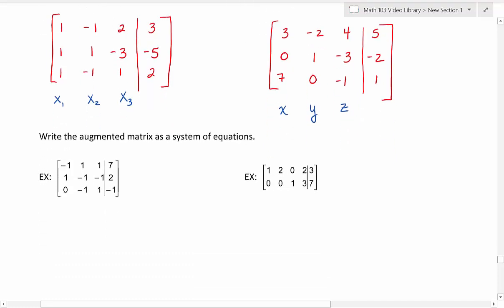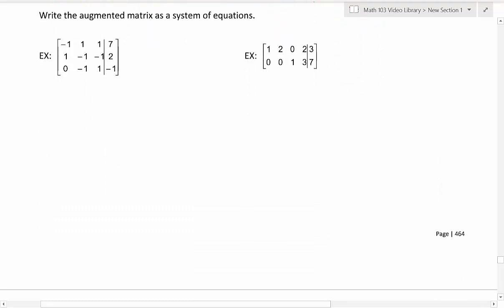In our next 2 examples, we're going to go the opposite direction. Here I've given you the augmented matrix, and I want you to write a system of equations that goes with it. You want to start by choosing which variables you're going to use. I think I'm going to use x, y, and z. I know that I need 3 variables because I have 3 columns to the left of my vertical line. My first column will be the coefficients on x, the second the coefficients on y, and the third the coefficients on z. And each row will give me an equation.